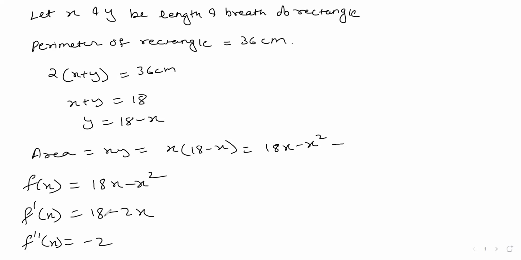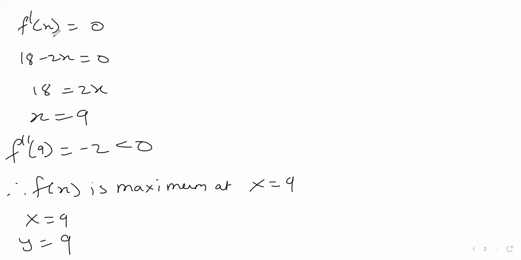So f dash of x is 18 minus 2x, and f double dash is minus 2. If we put f dash of x as 0, then x is 9. F double dash of 9 is minus 2, which is less than 0. So f of x is maximum at x equal to 9. X is 9, y is also 9. If x is 9, then y can also be 9 because y is 18 minus x.